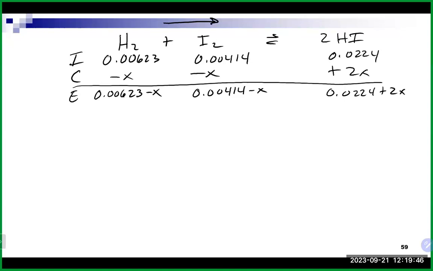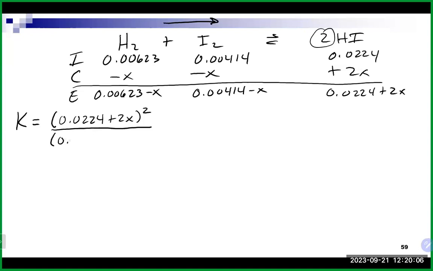Just like normal, you've got a lot more numbers here, but we're going to put it into our K expression, so basically our products over our reactants. We're going to take 0.0224 plus 2x, and we do need to square it because of the coefficient. We divide it by 0.00623 minus x times 0.00414 minus x. And that's going to equal 54.3 in this case.